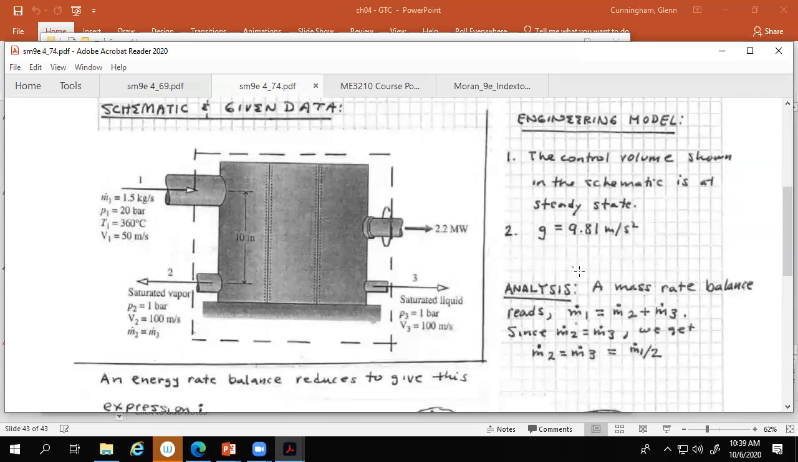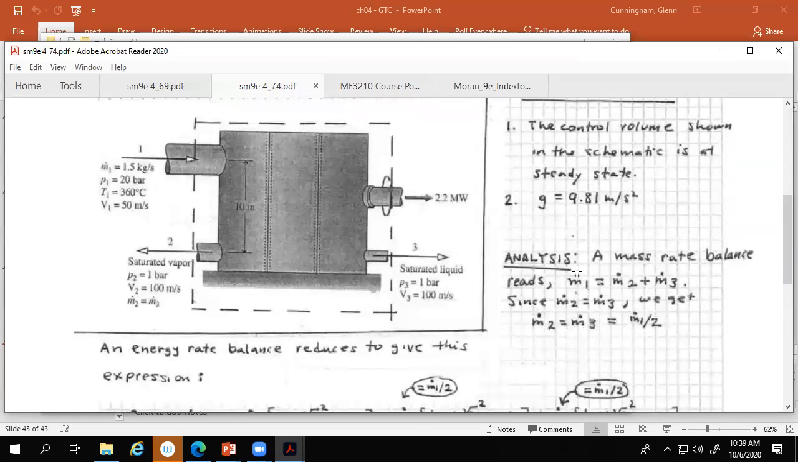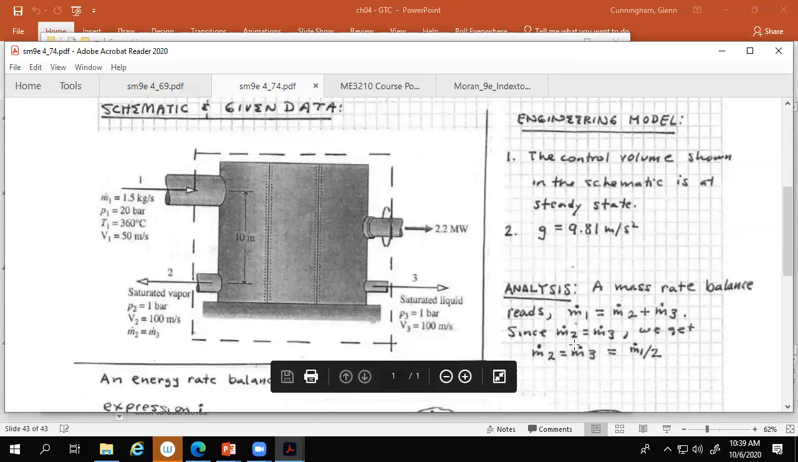Okay, so I was looking through here in his solution. You've got to read this stuff. It gets confusing if you don't read this.